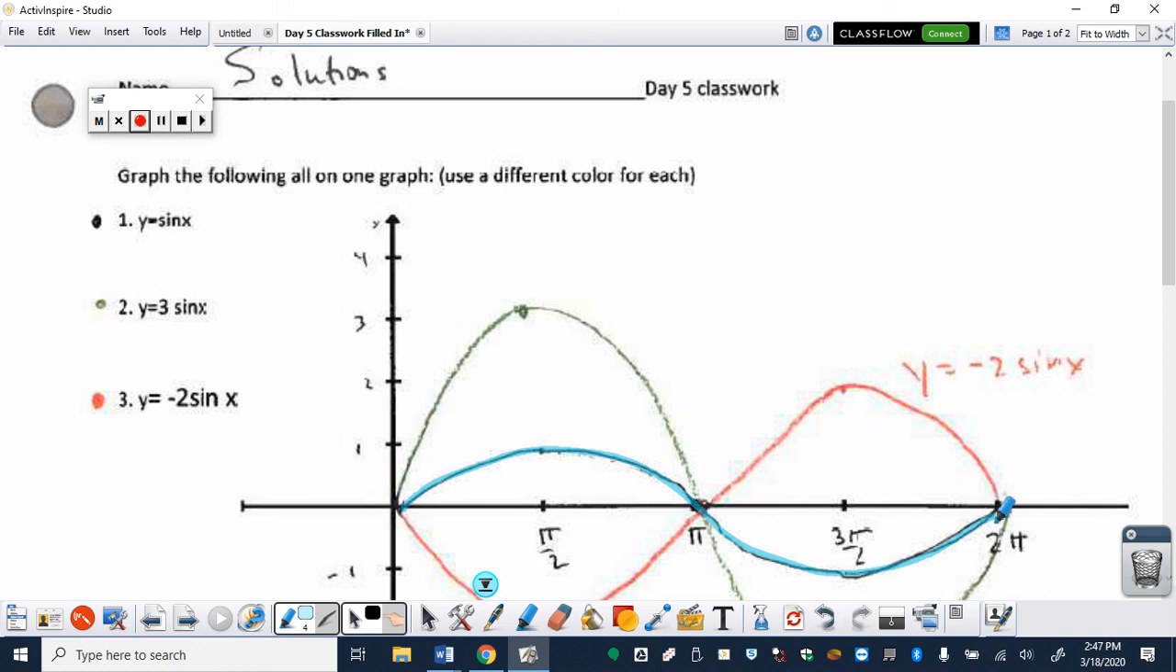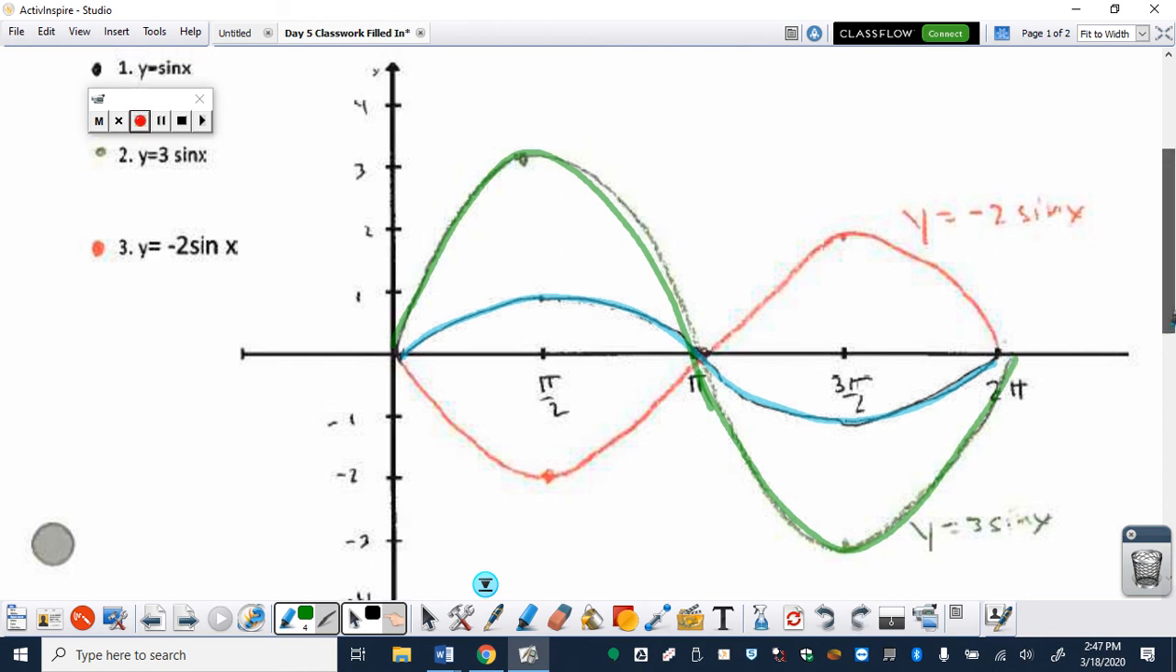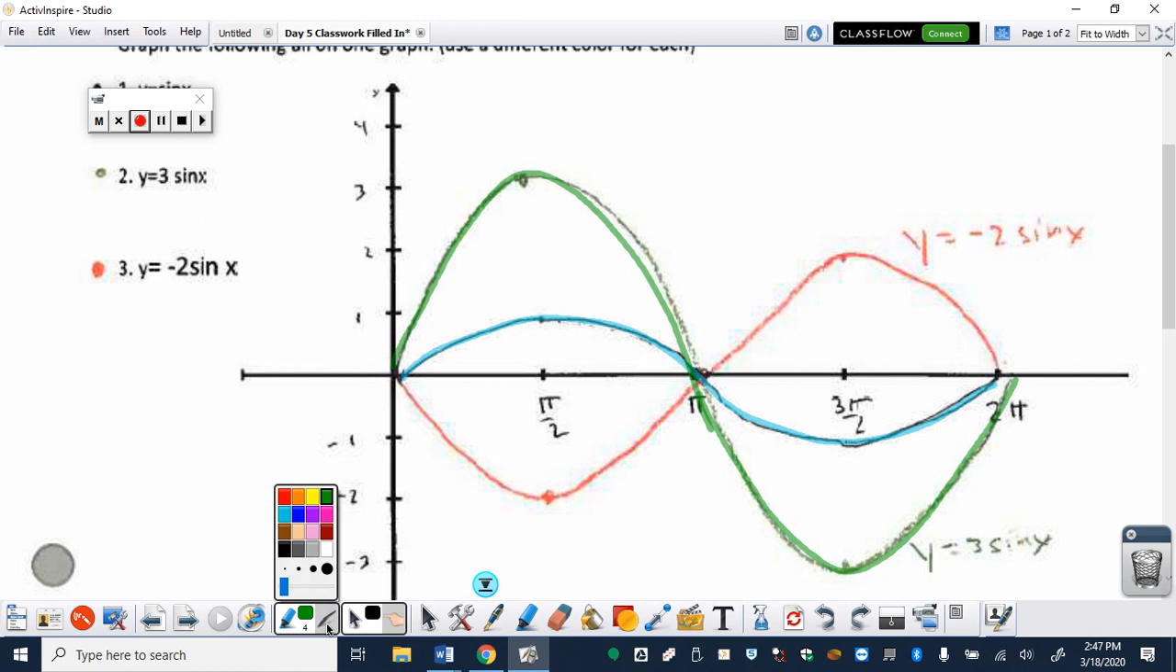And then y equals 3 sine x, I'll highlight it in green. It's the parent function, it has an amplitude of 3. And so it's going to have a high of 3 and a low of negative 3. Again, the frequency for all these stay the same at 1, so the period is 2 pi. The last one that you had to do was negative 2 sine x, so the amplitude is 2, but it was reflected over the x-axis, so that's the red graph that's highlighted, and that's y equals negative 2 sine x.